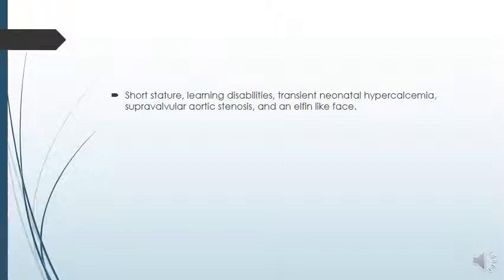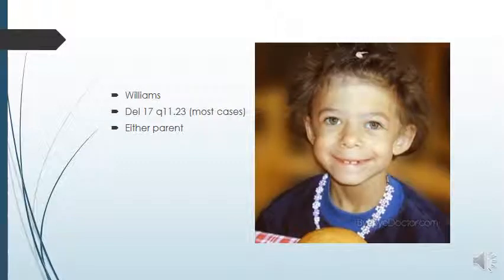In this first case, we have a child with short stature, learning disabilities, transient neonatal hypercalcemia, supravalvular aortic stenosis, and an elfin-like face. This child has Williams syndrome. It is a deletion in chromosome 17, q11.23 in most cases, and it can come from either parent. The elfin face, if you look at the mouth, the ears, the shape of the ears, and the nose. This is a characteristic looking child with Williams syndrome.